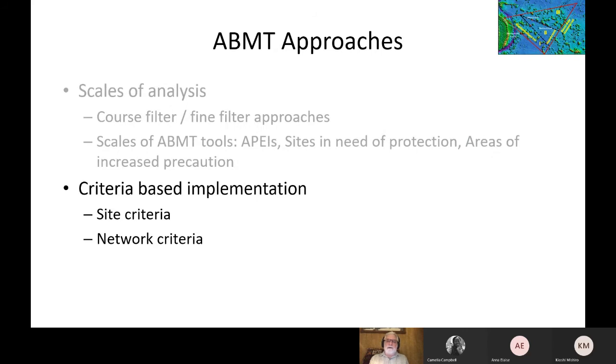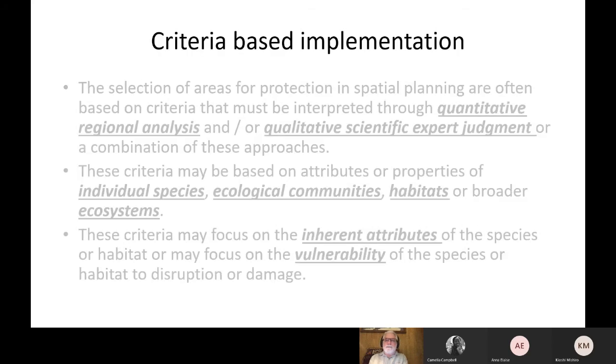The last topic I want to talk about is implementation, and these approaches are all going to be applied using a criteria-based implementation approach. Criteria-based approaches can use quantitative regional analysis and or qualitative scientific expert judgment to identify criteria for different kinds of implementations. They can be based on individual species, ecological communities, habitats, or broader ecosystem characteristics. They also might focus on the inherent attributes and vulnerability of species.